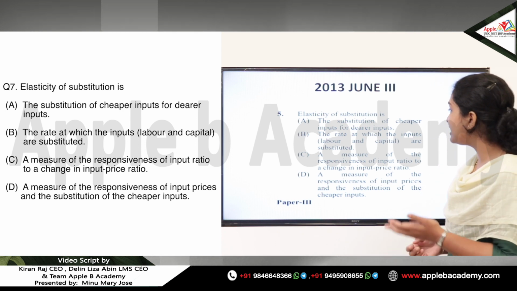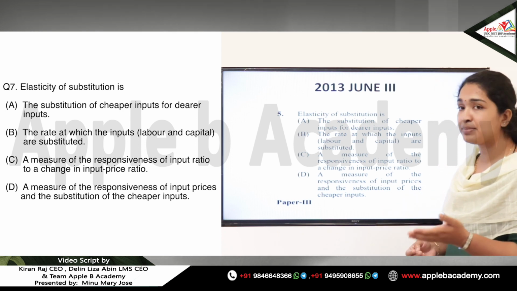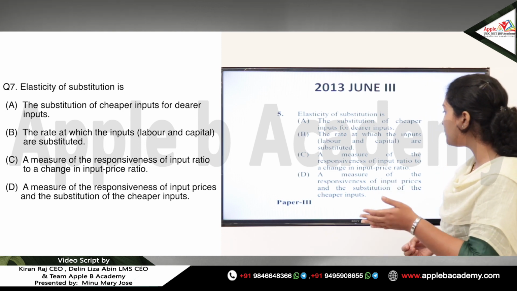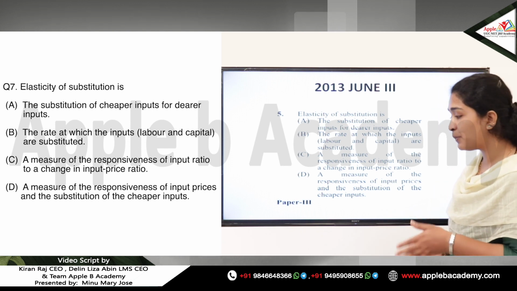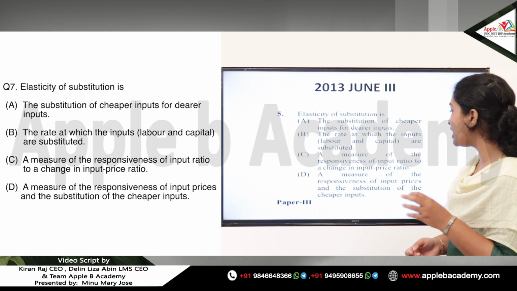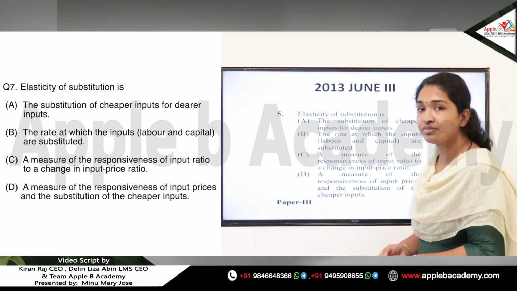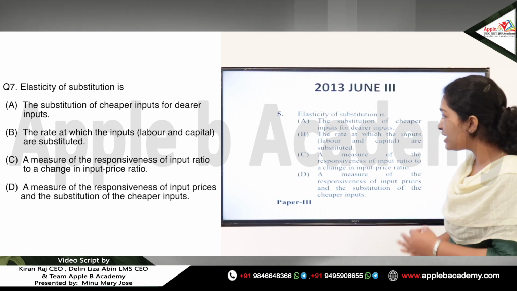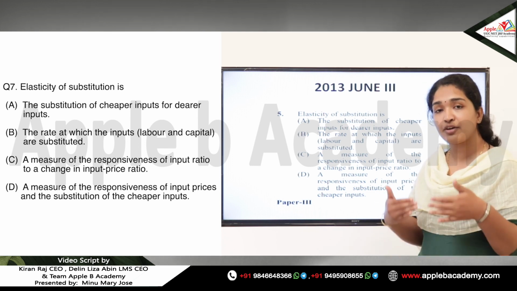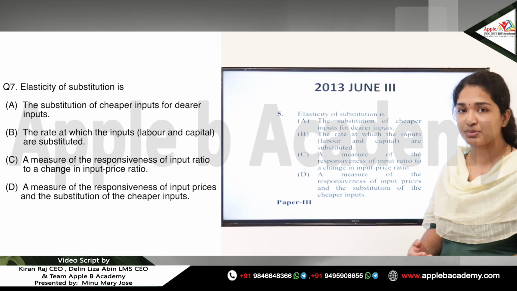Option B, the rate at which the inputs, that means the labor and capital, are substituted. Option C, a measure of the responsiveness of input ratio to the change in the input price ratio. And D is a measure of responsiveness of input prices to the substitution of the cheaper inputs. While reading all these options, we have to be very careful and stick to the idea of what an elasticity of substitution is.